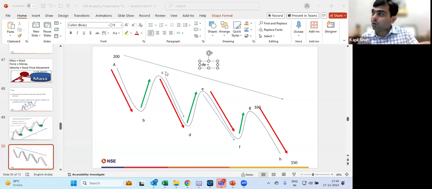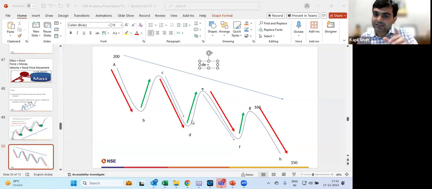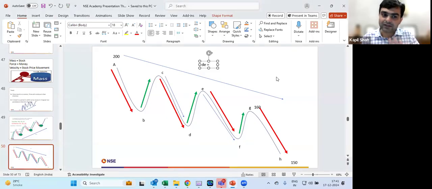Now, let's say it another way. What is my broader trend? Is my trend rising or falling? This is falling, right? It was 200 rupees and all the way it has come down to 150 rupees. So my trend is falling. Within my falling trend, DE is something which goes against my main trend. So the things which go against my broader trend are corrective moves. So here AB is my impulse move, CD is my impulse move, EF is my impulse move, but BC, DE, FG are my corrective moves, right? So DE is your corrective move.